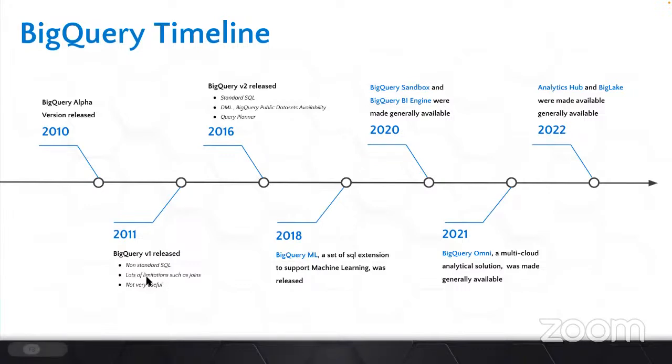So you had to learn non-standard SQL, legacy SQL, and it was not very useful, because at that time people were more comfortable with the standard SQL syntax instead of legacy SQL. So that's why in 2016, BigQuery released version 2, which is standard SQL based.